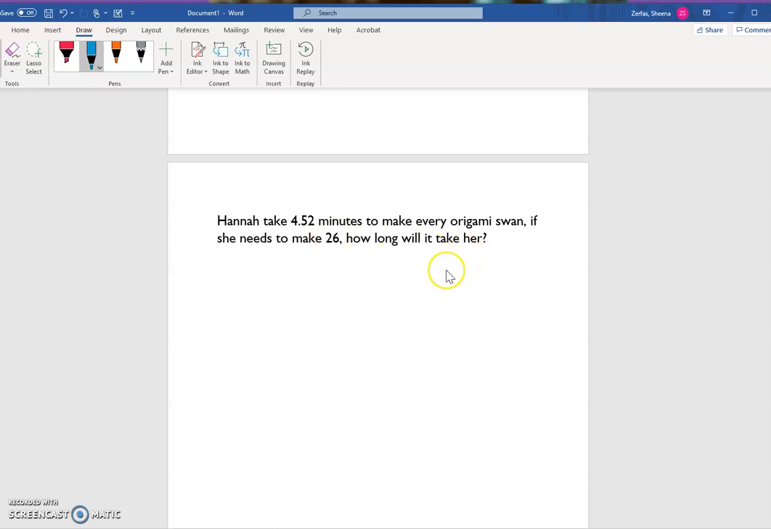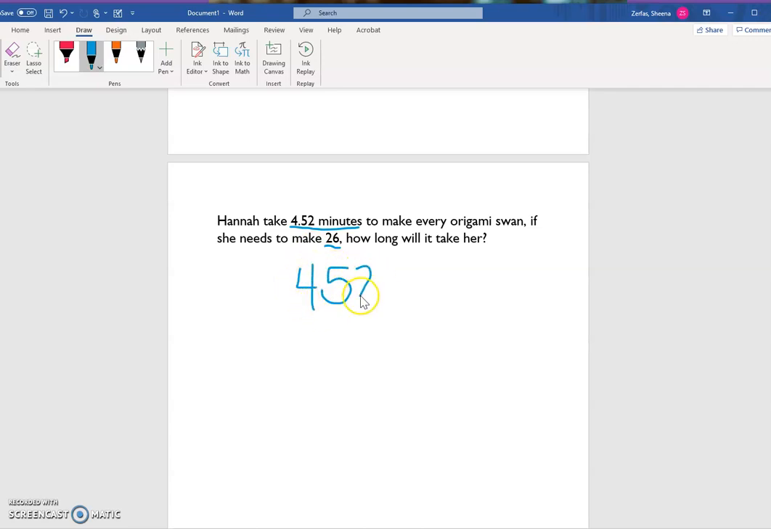Now I'm looking to calculate a total amount of time, and something that helps me determine when I see or think about the word total is that the first thing I'm given is minutes, and then the other one is origami swans. So I know I can't add those two things together. They're two very different units. One is a time and one is a quantity. So to find the total here, I'm going to multiply.